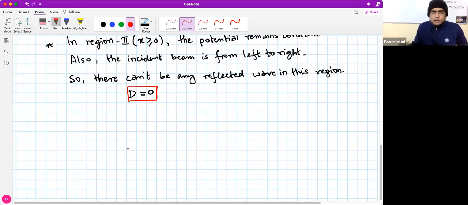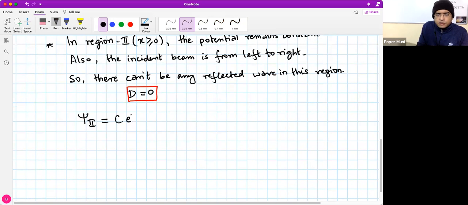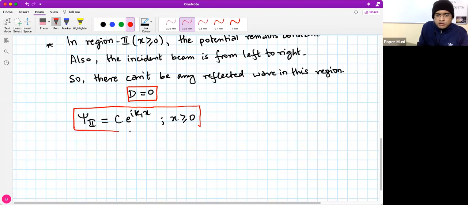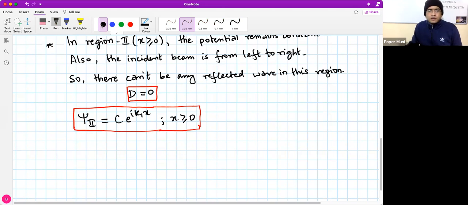So let's see what the final wave function in region 2 is. Final wave function in region 2 is equal to e to the power iota k1x, for x greater than or equal to 0. This is the wave function which represents our situation for the given model, which is the step potential. So we have written down both the wave functions in region 1 and 2. Now let's write down the complete wave function.